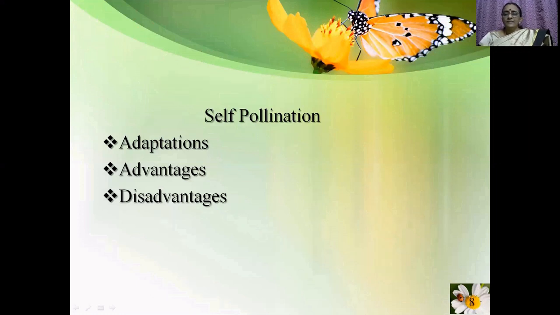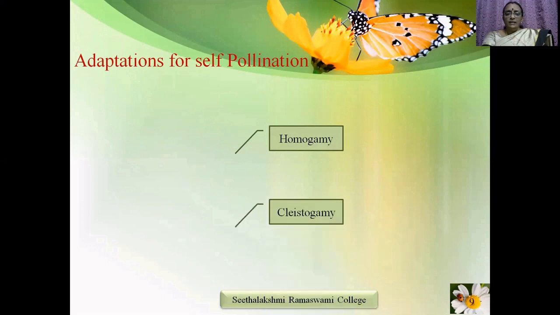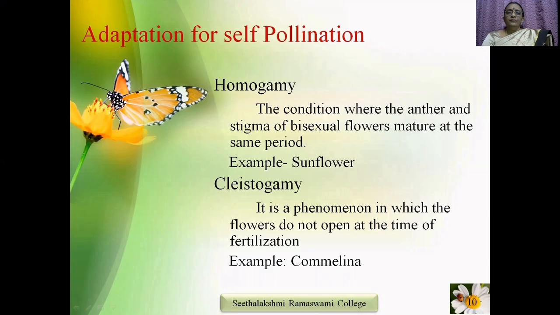Let us now learn the first type of pollination, self-pollination, wherein we are going to learn about adaptations for self-pollination, and the advantages and disadvantages of self-pollination. So there are two adaptations mainly for self-pollination. One is homogamy and the next is cleistogamy.